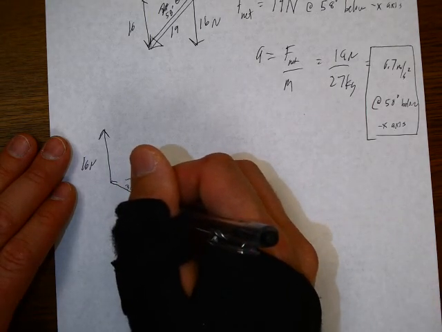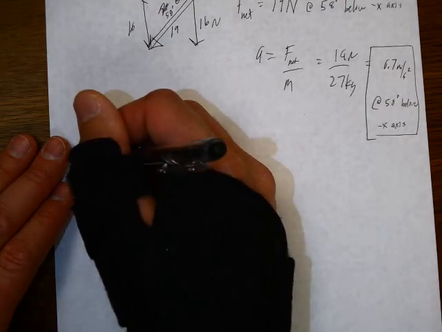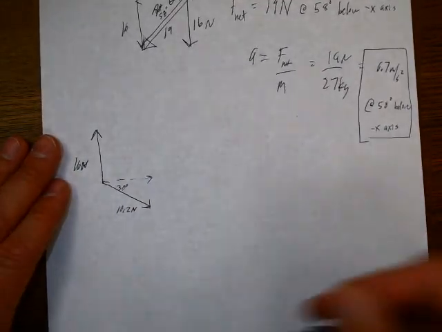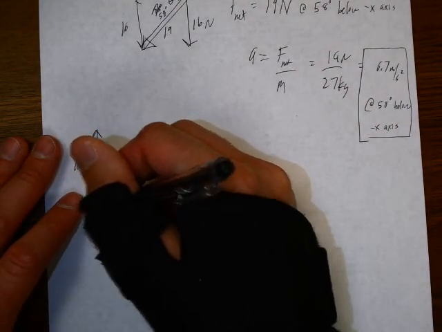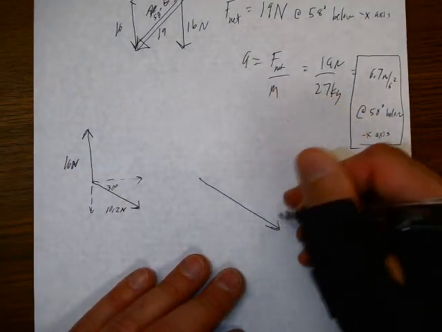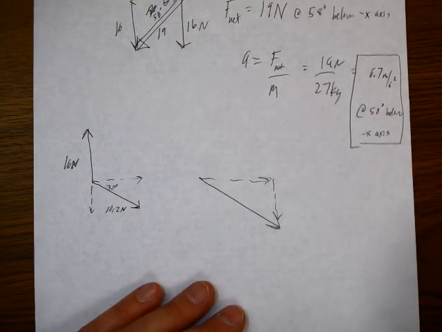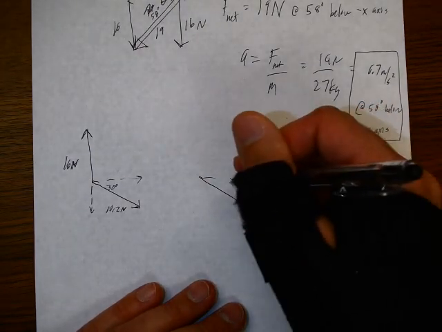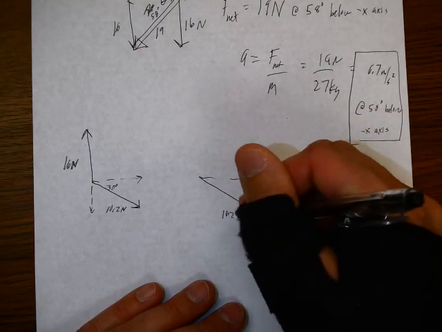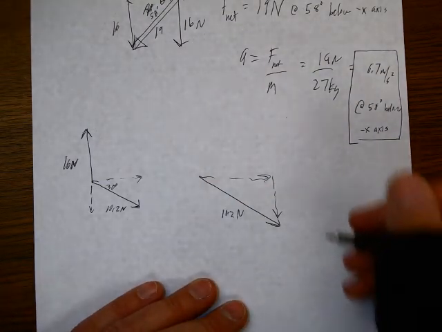That one's 10.2 newtons. So I need to add these together, but I need to split this vector up first into components. So I'm going to redraw a little bigger, enlarge to show actual texture. A few people caught that. Nice, thank you.